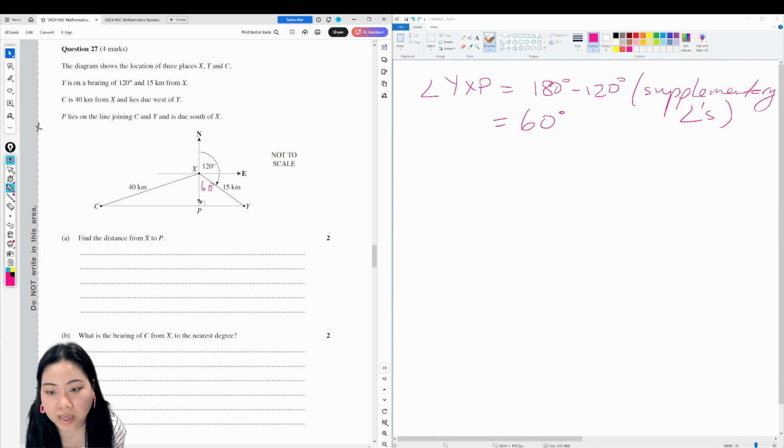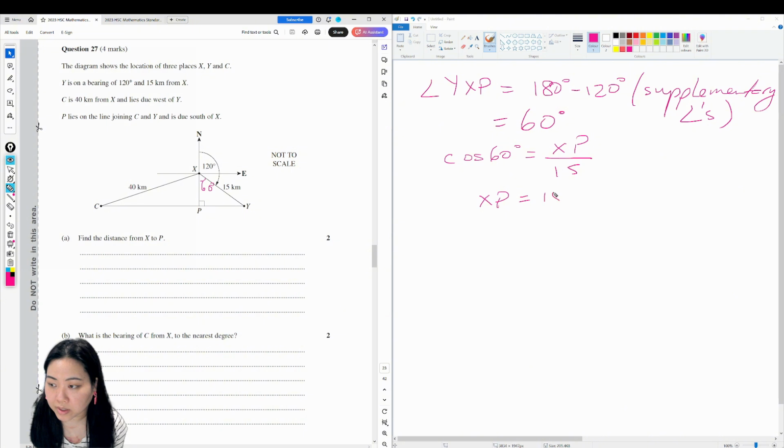Then from here, what are we looking for? XP. From here we can find XP through trigonometry. From the angle of 60 degrees, we have the hypotenuse because this is a right angle. We have a hypotenuse and this is the adjacent side. Adjacent over hypotenuse is cos. So we can say cos 60 degrees is equal to adjacent XP over hypotenuse. Therefore, XP is going to be 15 cos 60 degrees.